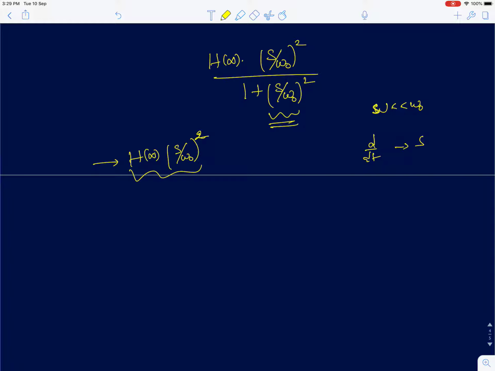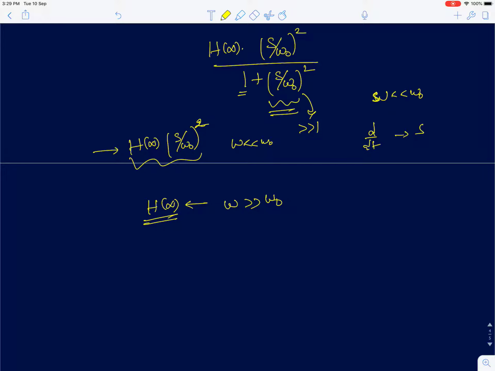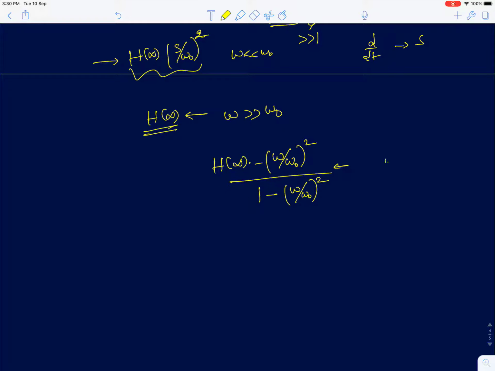At very high frequencies, s by omega naught becomes much greater than 1, and I can ignore 1, and you will get a transfer function of h infinity. So for omega much greater than omega naught, you simply get a constant value of h infinity. That's why we call it a high pass filter. For omega equal to 0, the gain is 0. At omega equal to infinity, the gain is h infinity. You can very easily verify that. So I'll draw the frequency response. This is omega by omega naught with a minus sign, 1 minus omega by omega naught the whole square.